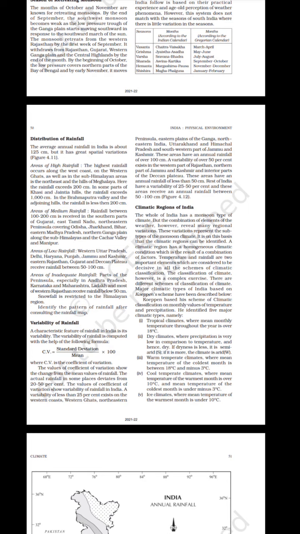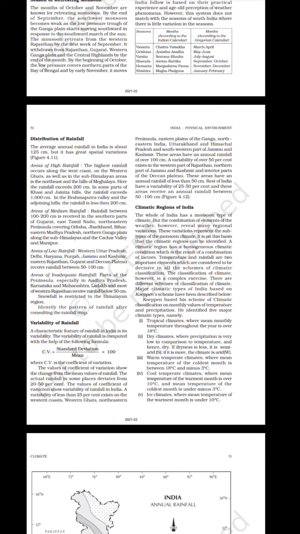The actual rainfall in some places deviates from 20 to 50%. The values of coefficient of variation show variability of rainfall in India. A variability of less than 25% exists on the western coast, Western Ghats, northeastern peninsula, eastern plains of the Ganga, northeastern India, Uttarakhand and Himachal Pradesh, and southwestern part of Jammu and Kashmir. These areas have an annual rainfall of over 100 centimeters.